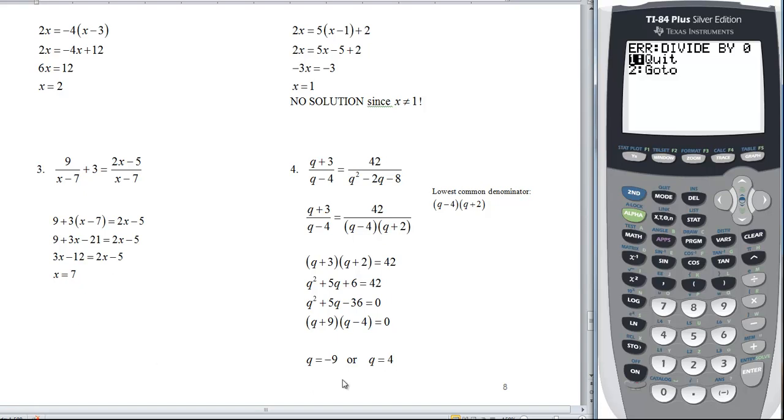In problem 4, I've got 2 possible. One doesn't work, okay? So that means all I have here is x minus 9. Or, excuse me, q equals negative 9.